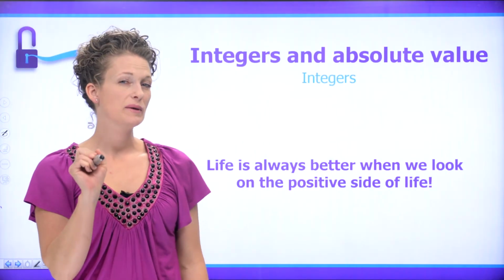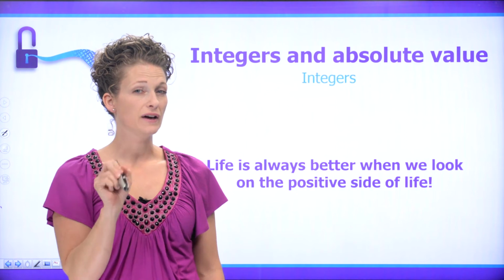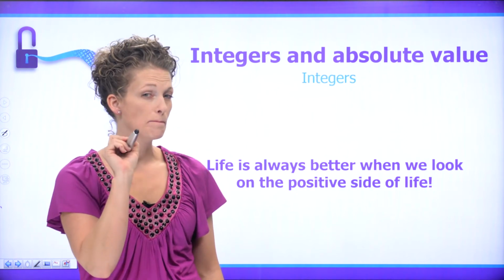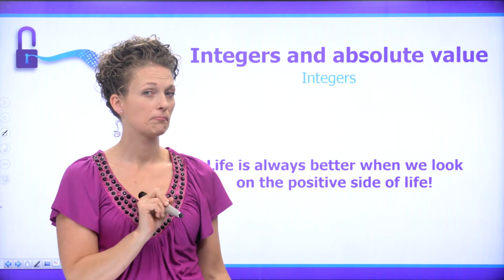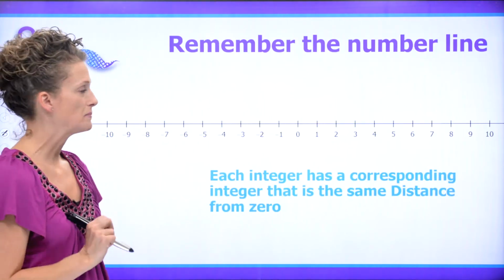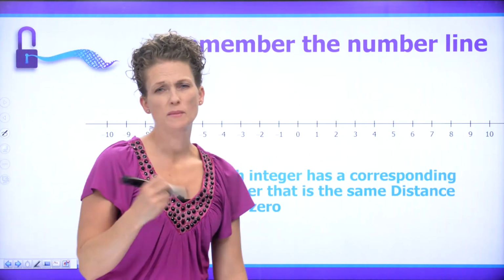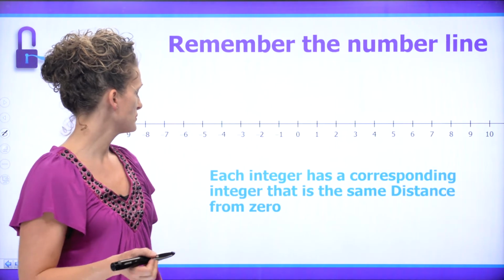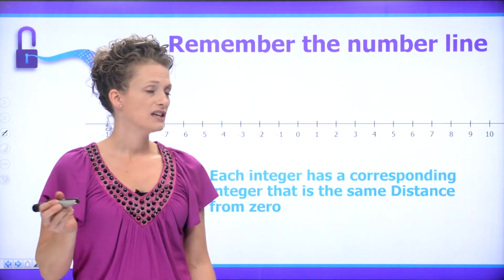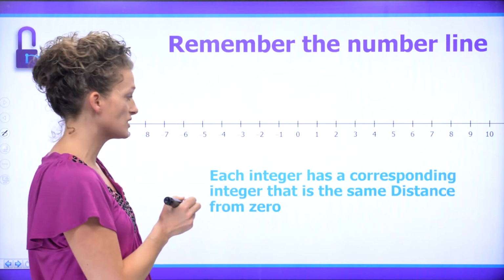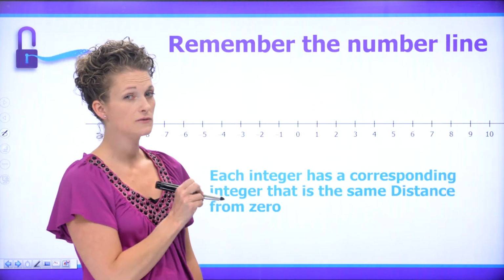Let's talk a little bit about integers and absolute value, because things are always better when we focus on the positive things in life. What does that have to do with absolute value, you might wonder? We'll get to that. Okay, so let's remind ourselves of the number line. You've seen this before, probably plenty of times. Each integer on the number line has a corresponding integer that is the same distance from 0.